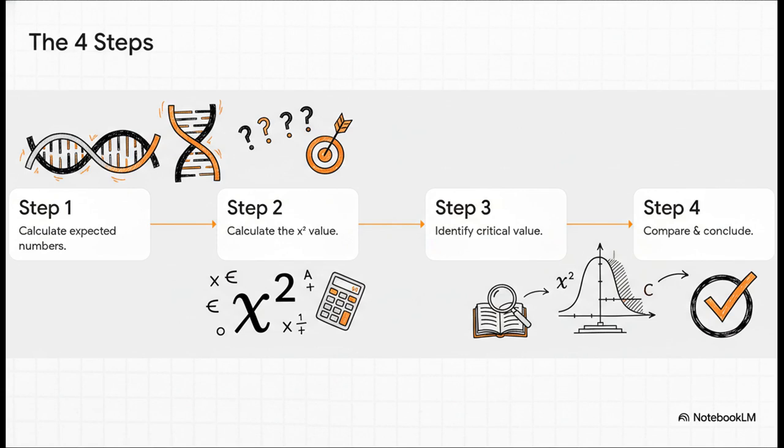Don't worry, we're going to break this down into 4 simple steps. First, we'll figure out the numbers that genetic theory expects us to see. Second, we'll calculate our test statistic, that chi-squared value. Third, we'll look up a special benchmark number called the critical value. And finally, we'll compare our number to that benchmark to make the final call.